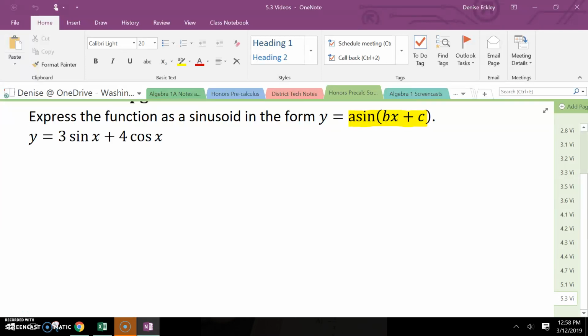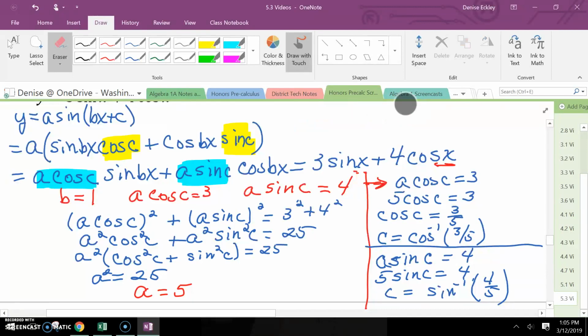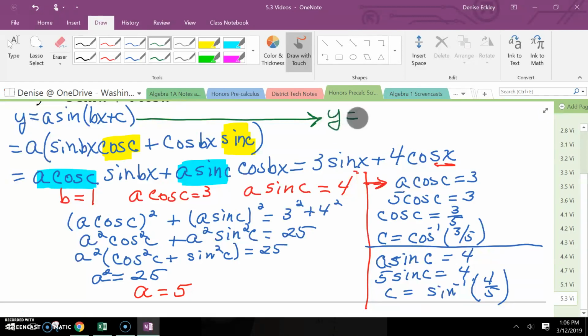Okay, number 43 on page 426. Okay, and what I'm going to do instead of this, since it's going to take up way too much room, is go back to our original form and write it in this form, which would be a lot simpler. So I'm going to write this as y equals 5 times sine of x, because b is 1, plus, now c can be written as the inverse cosine of 3/5. Let me just move that down a little bit.